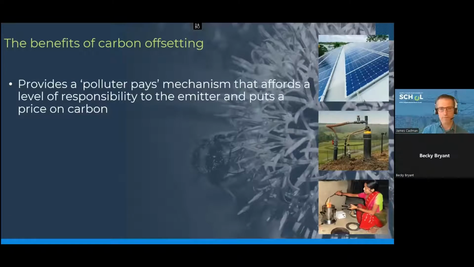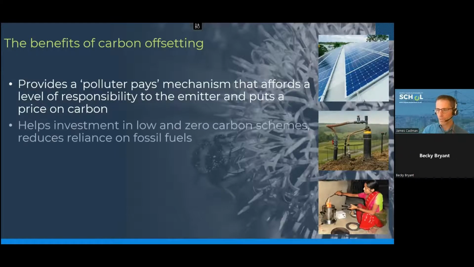So the benefits of carbon offsetting. It's one way of getting the polluter to pay. So you can put a price on carbon. It's a relatively low price, but it's getting the polluter to pay, and it lends some kind of responsibility to the emitter for doing what they do. It helps invest in those schemes. So the whole point is that those schemes wouldn't be running if they didn't have the investment within them from overseas, from other organizations, that they wouldn't be happening anyway. And it reduces our reliance on fossil fuels in some shape or form.